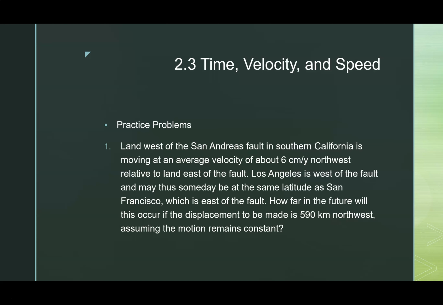We've got land west of the San Andreas Fault in Southern California moving at an average velocity of about 6 centimeters per year northwest relative to land east of the fault, aka we could break off a chunk of it. Los Angeles is west of the fault and may thus someday be at the same latitude as San Francisco, which is east of the fault. How far in the future will this occur if the displacement to be made is 590 kilometers northwest, assuming the motion remains constant? All right, so how are we going to set this up?